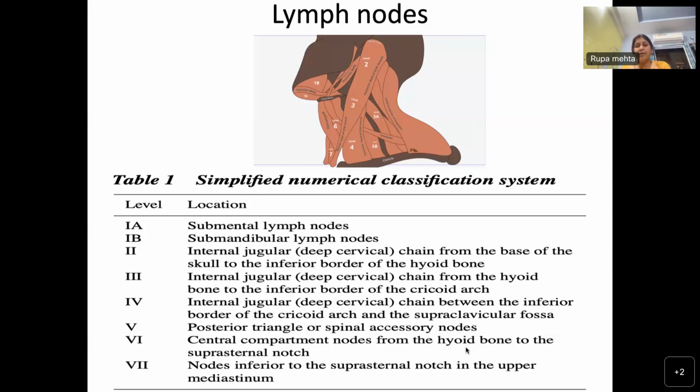Now, the American Academy does not include level 7 in the cervical node classification, because that is considered as mediastinal lymph nodes and therefore not related to the neck. But in the classification given by MSKCC, it is 1 to 7.